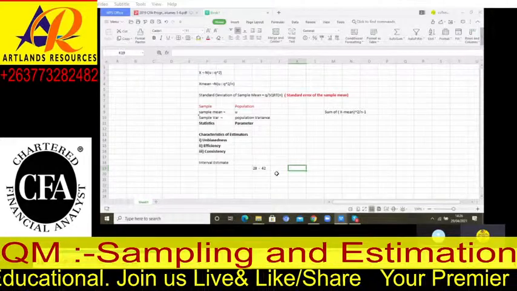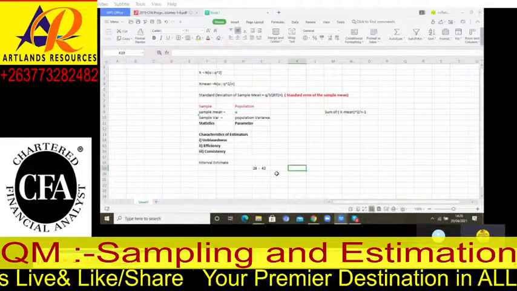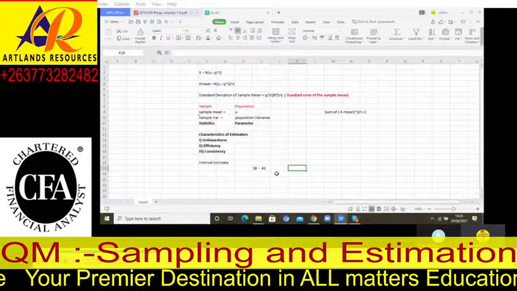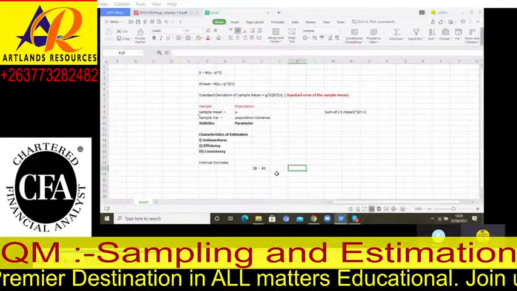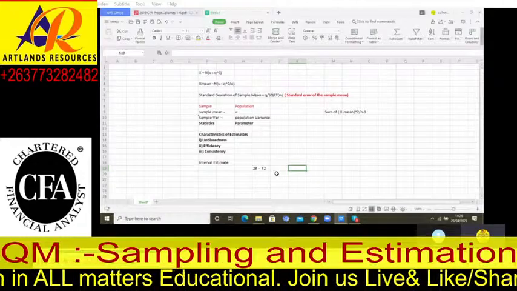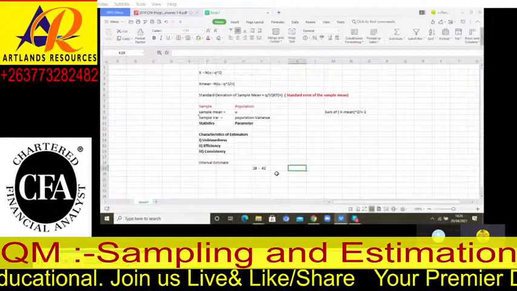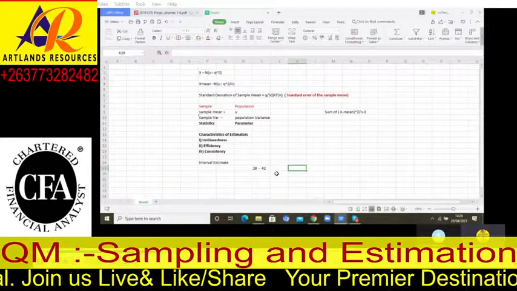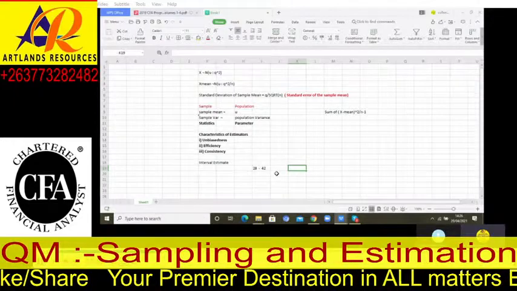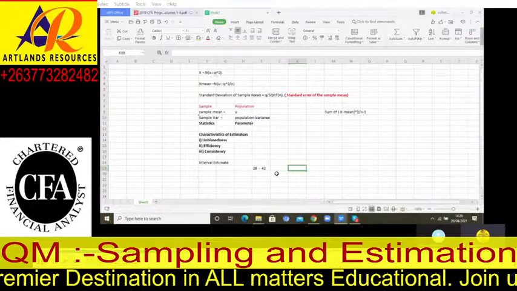The width of the interval is affected by what is called the reliability factor, or the confidence that you have. So we can have a 90% confidence interval. You can have a 95% confidence interval. You may have a 99% confidence interval. As you increase the percentage, you increase the width of the interval. As you reduce the percentage, you narrow the width of the interval.